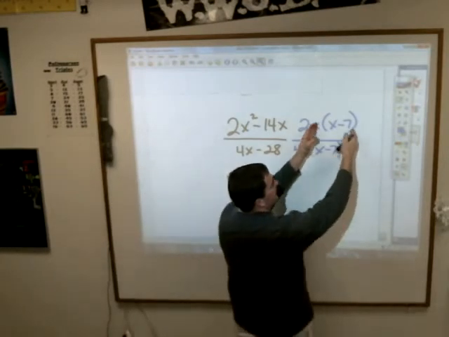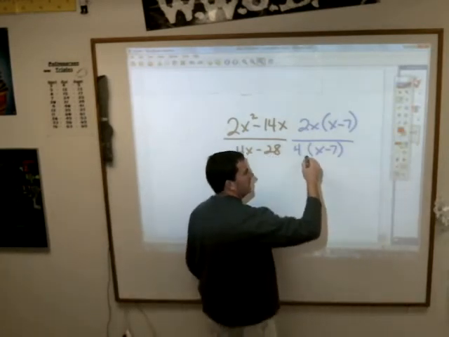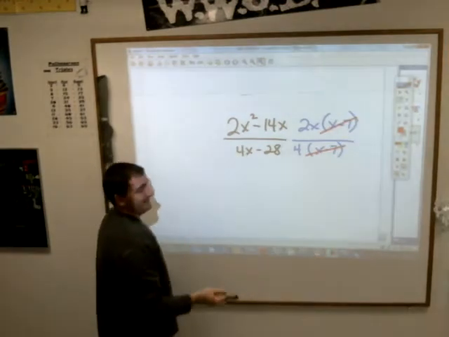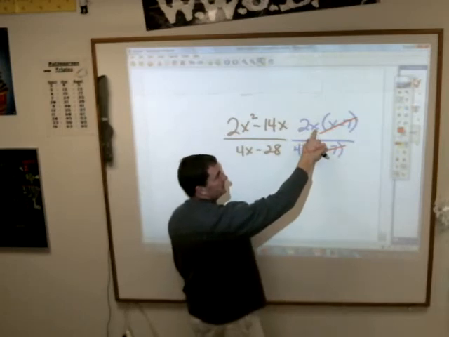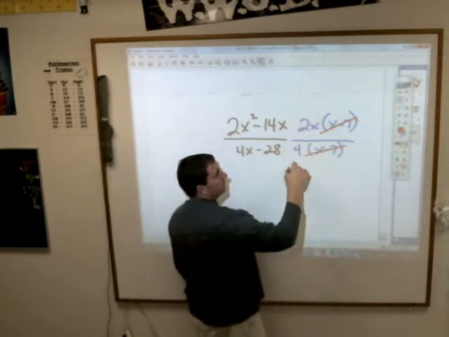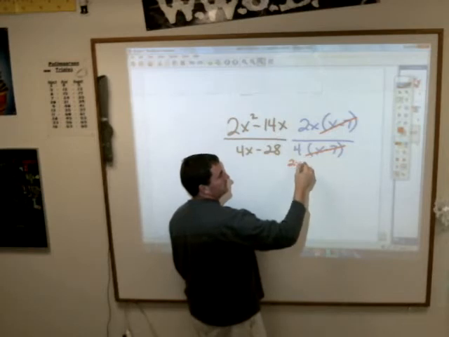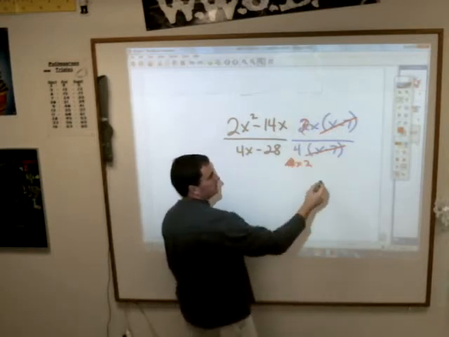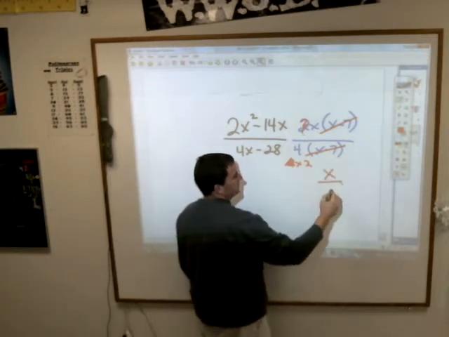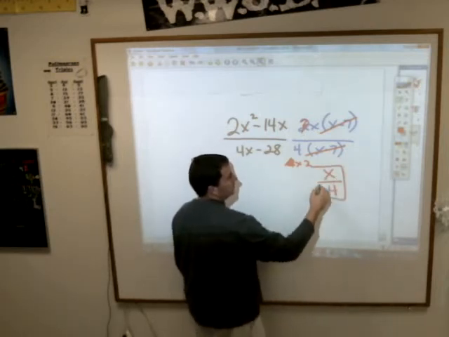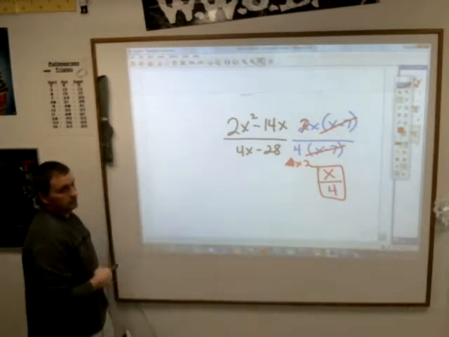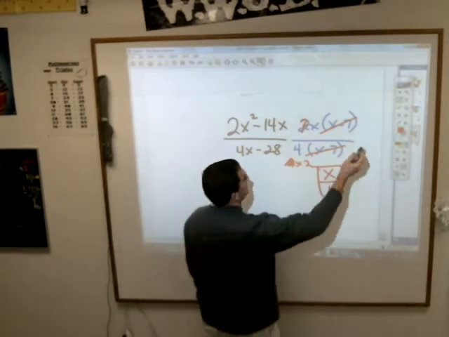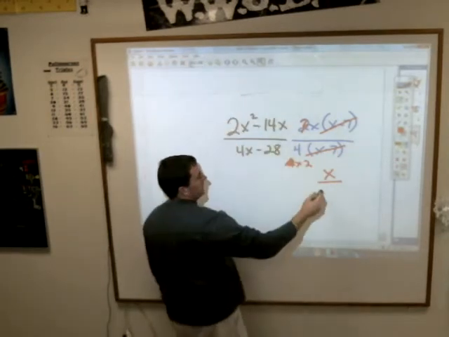Now, what crosses off? Since this x minus 7 and that x minus 7 are in parentheses, and they're alike, they are both factors, you can cross off the whole group of them. And then, in addition to that, the 2 and the 4 can cross off because 4 is actually 2 times 2. So 1, 2 here crosses off with that 2 right there, and your answer is left with just the x over 2. Do you see that? x over 2.